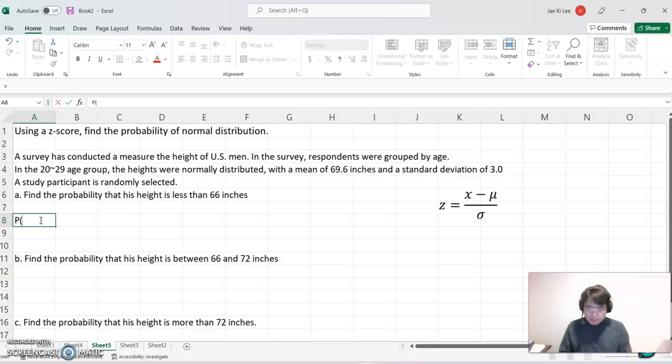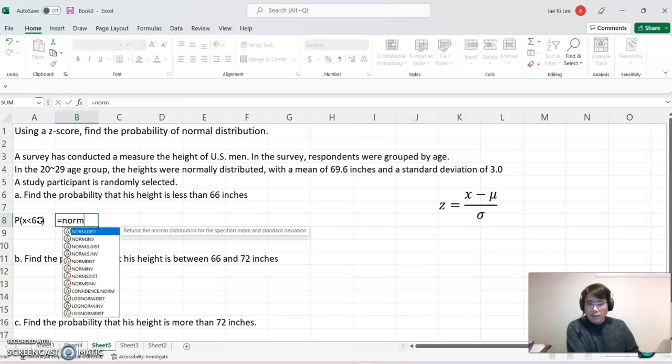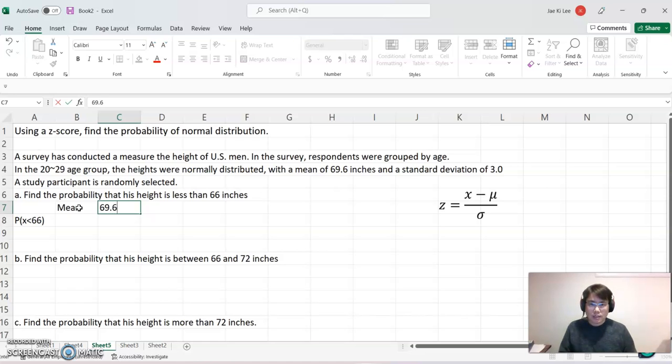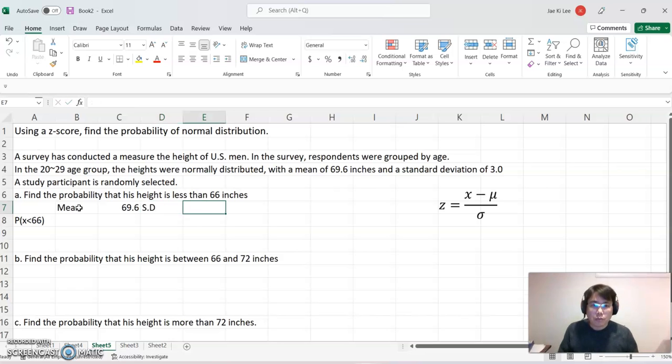We can set this up as the probability X is less than 66 inches. This is equal to norm, then you see the normal distribution. Before that, I just want to organize the data set first. From here, the population mean is 69.6, and the standard deviation is equal to 3.0. Now we are ready.